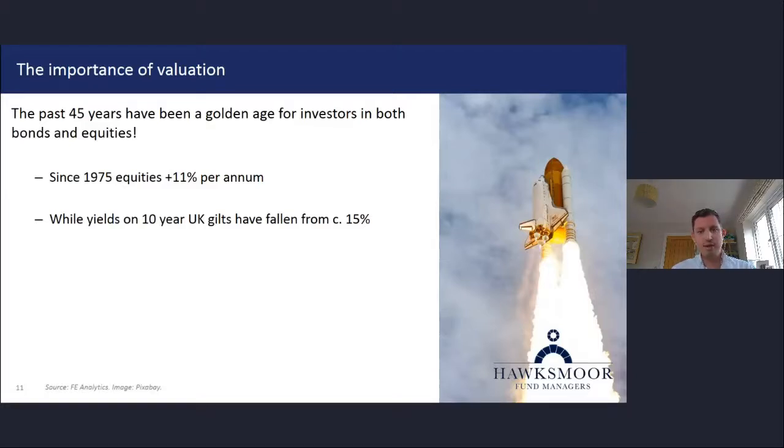And of course, we all know about yields as well on fixed income investments. And back to the 1970s, UK gilts had yields in the mid-teens, and they've fallen all the way back towards zero. I think that just the simple point here again is that golden age is unlikely to be repeated.